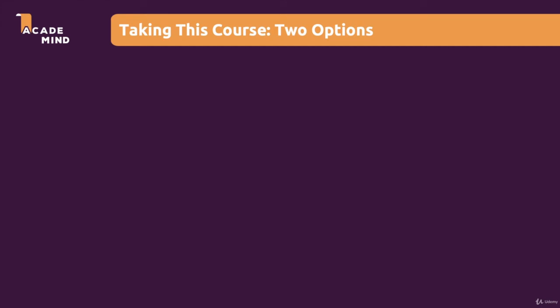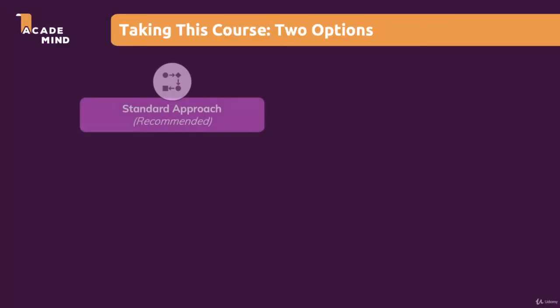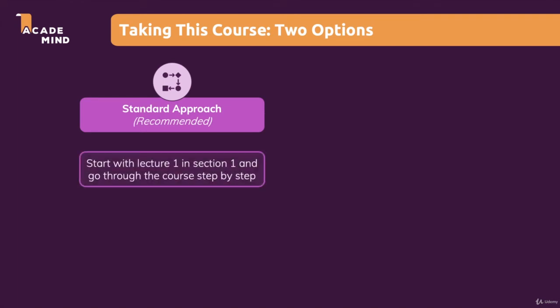Now, for this course, I got two different approaches, two different options for you on how to take this course, how to go through that course. The first approach, which is the recommended one, is the standard approach. With this approach, you simply start in lecture 1 in section 1. I guess you already did that, but you simply then continue lecture by lecture.